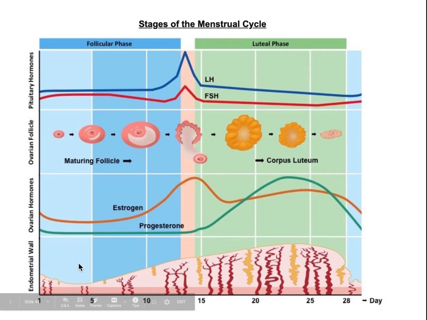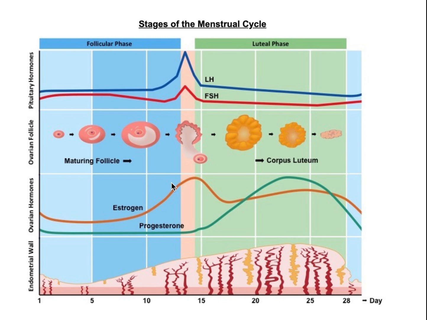This picture is showing you it all in one time. So here you can see on the bottom, there is the 1 through 28 days, and you can see the endometrial lining of the uterus, how it grows, and you can see it becomes pretty thick by the 15th day and onward before it's shed.